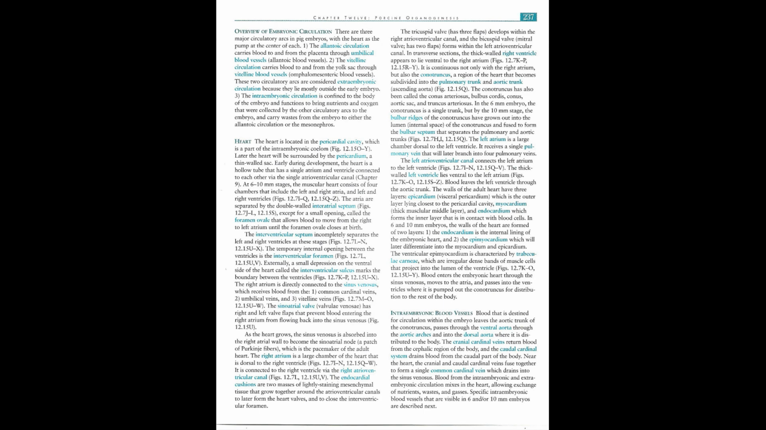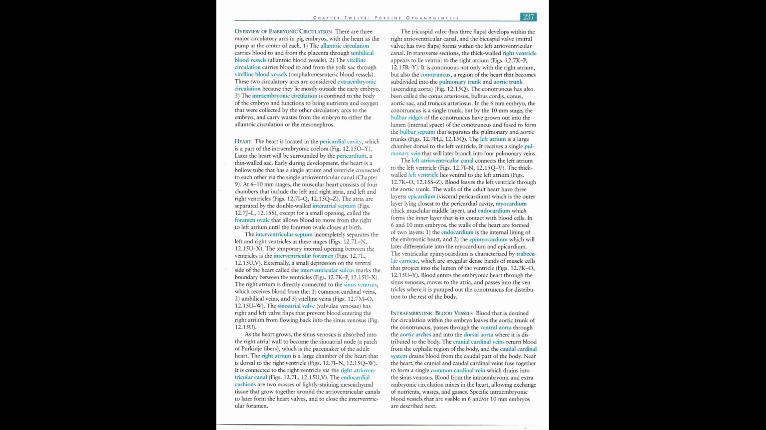The walls of the adult heart have 3 layers: pericardium, visceral pericardium, which is the outer layer lying closest to the pericardial cavity; myocardium, the thick muscular middle layer; and endocardium, which forms the inner layer that is in contact with blood cells. In 6 and 10 mm embryos, the walls of the heart are formed of 2 layers. 1. The endocardium is the internal lining of the embryonic heart, and 2. The epimyocardium, which will later differentiate into the myocardium and epicardium.